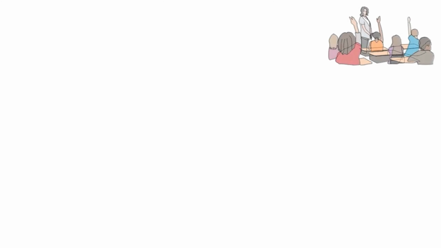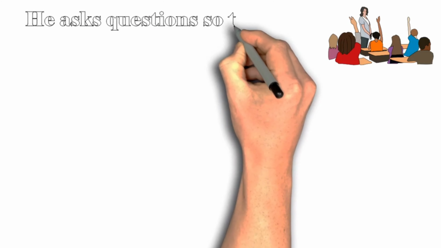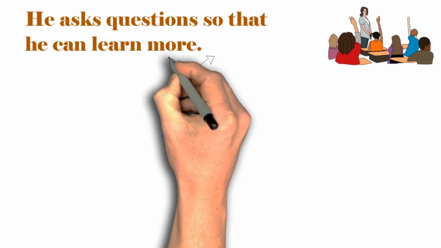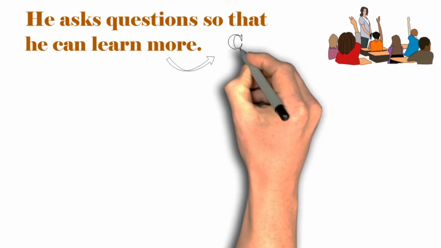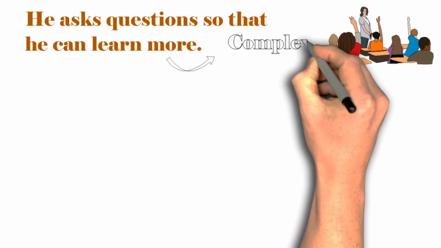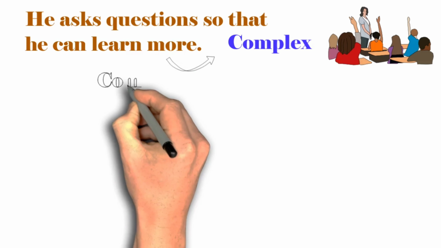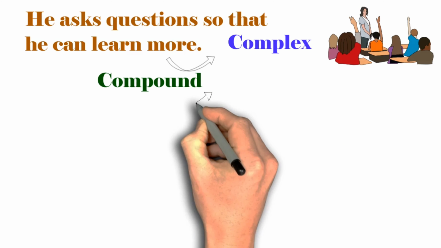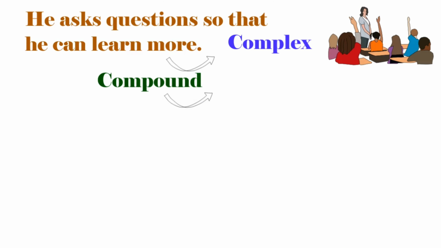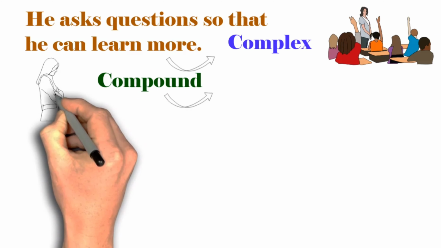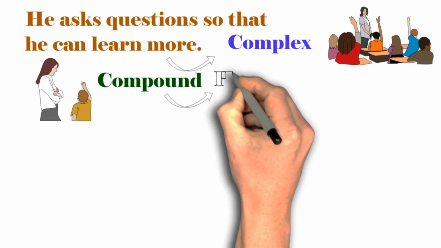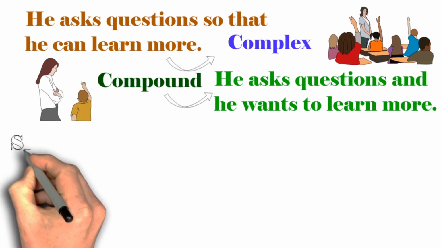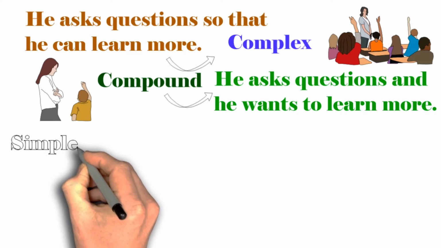And then the next rule is before you here. You see, he asks questions so that he can learn more. So this is a complex sentence again because there is a conjunction, so that. Okay, so if we want to make it a compound sentence, we have to use the conjunction and, and after that we will have to use the subject and wanted or wants to, that means and the verb. Okay, so your answer is there. He asks questions and he wants to learn more. You can also write he asks questions and wants to learn more.